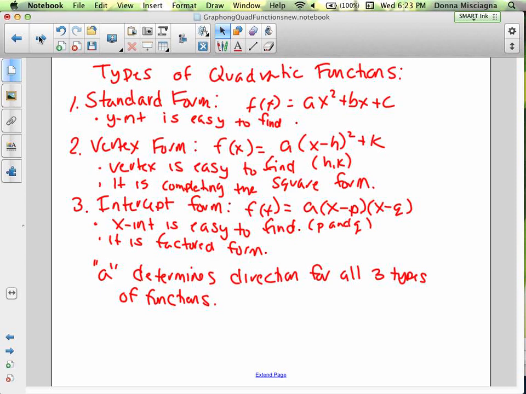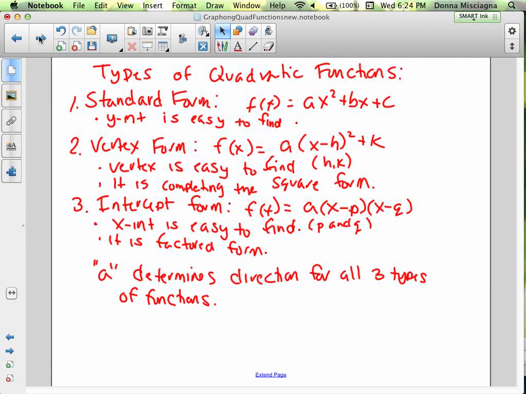Right? So notice that the negative stays with the equation. And so we leave the negative there. That h value, the number that's being added or subtracted to x, that's our x coordinate of our vertex. The number added in, that's the y coordinate of the vertex. So it's really easy to find the vertex.